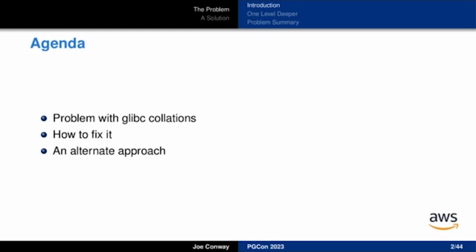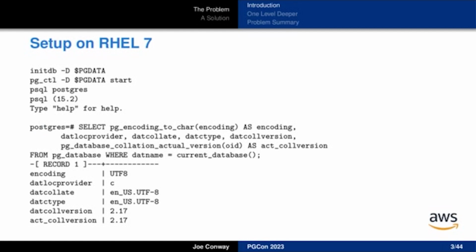And then the alternate approach is the thing I alluded to, which is this open source project, which is effectively extracting just the locale functionality out of glibc in a way that is portable, so that you can wrap it up in an RPM and distribute it. Basically, build it on RHEL 7 and have it run on RHEL 9, so you get the RHEL 7 glibc collation semantics on your RHEL 9 system, so that you don't break your indexes. That's kind of in a nutshell what we're going to talk about.